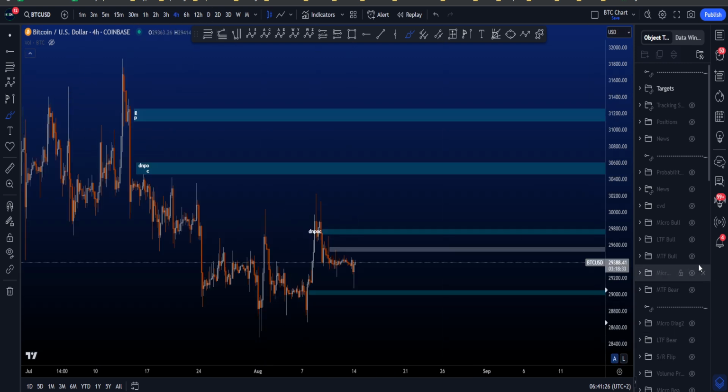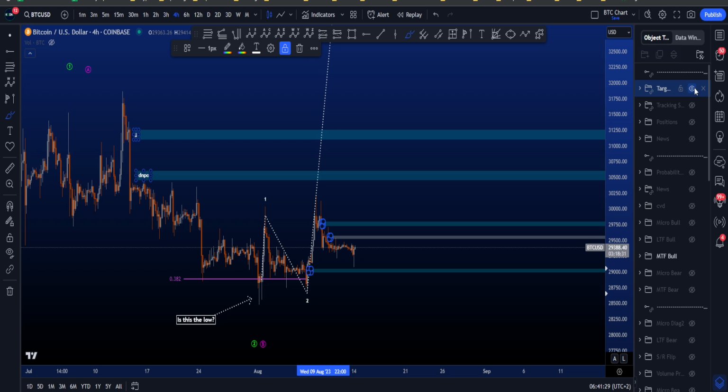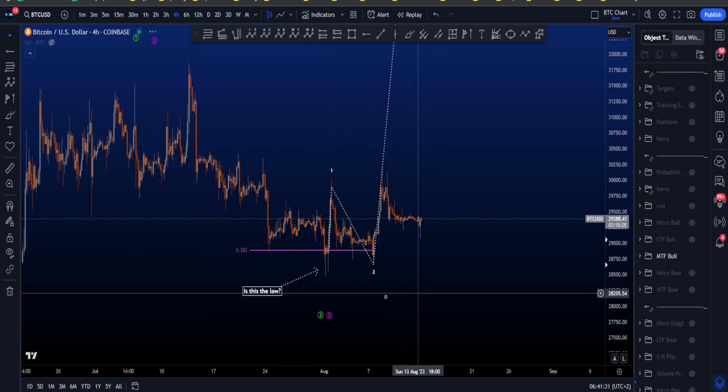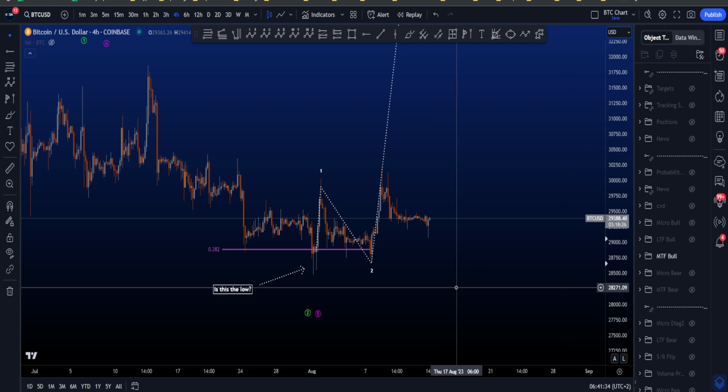If we then go to the bullish scenario on the medium time frame, then we have to ask ourselves, is the low in, and is this the bullish market structure that we've been looking for?